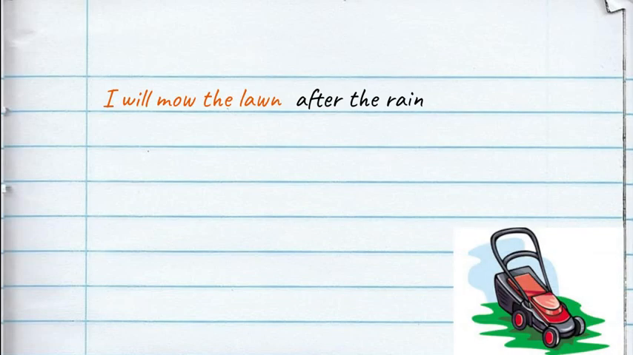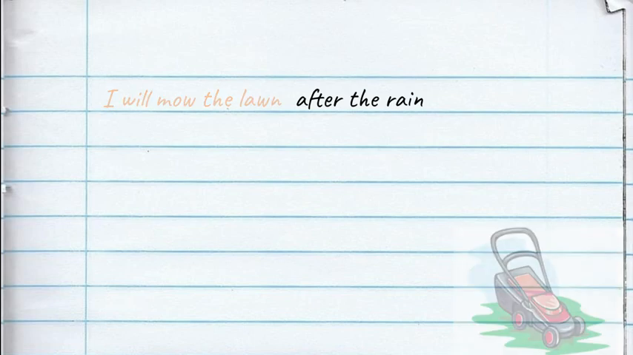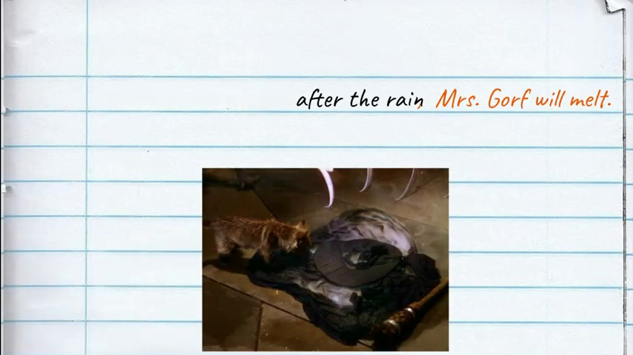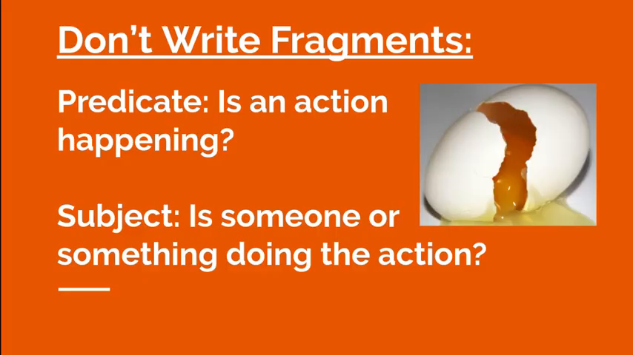I will mow the lawn after the rain. My dad will go for a bike ride after the rain. After the rain, Miss Gorf will melt. Always make sure you know who's doing what in your sentence.